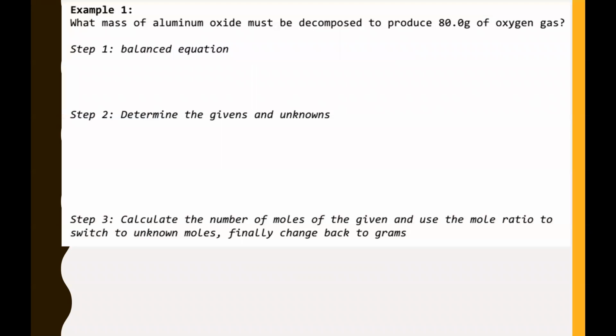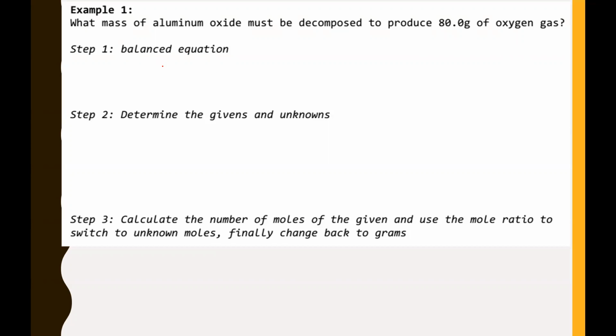This is basically the same thing as the previous methods of stoichiometry we've done before. Not a huge surprise. Remember, the only thing that carries over from one compound in a chemical reaction to another compound is, of course, the number of moles. So let's start with this very first example. What mass of aluminum oxide must be decomposed to produce 80 grams of oxygen gas?